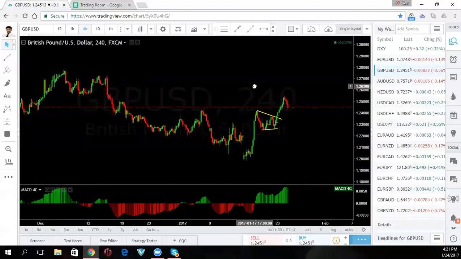So is there an advantage to using Japanese candle trading relative to other approaches? Here's the thing. It's like, is there an advantage to riding a tricycle if you can ride a bicycle?